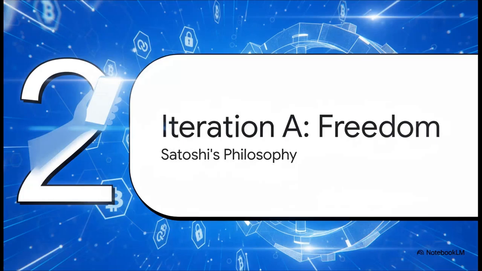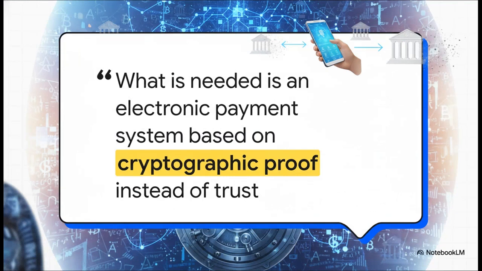Moving to Section 2, Iteration A, Freedom Money, the philosophy of Satoshi Nakamoto. Okay, here we have a direct quote straight from the 2008 white paper. Satoshi wrote, "What is needed is an electronic payment system based on cryptographic proof instead of trust." And this just brilliantly hits the nail on the head regarding the foundational problem Bitcoin set out to solve.